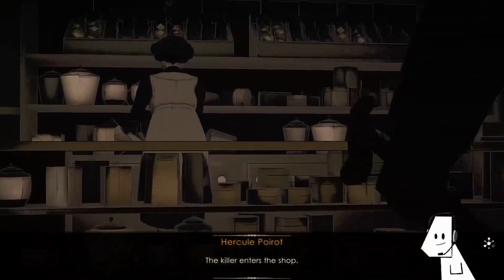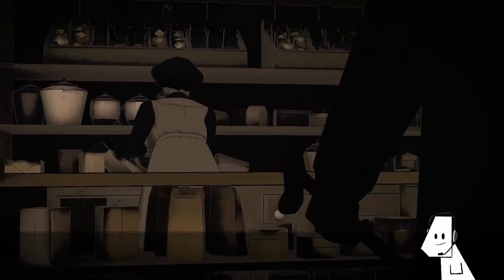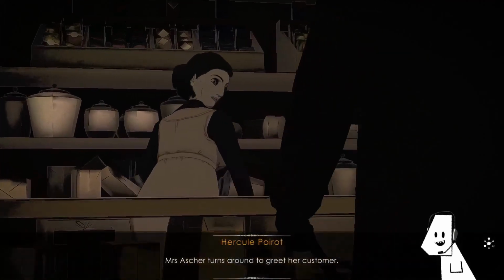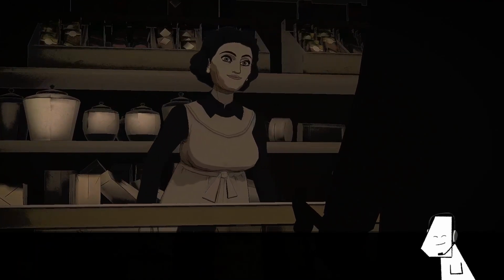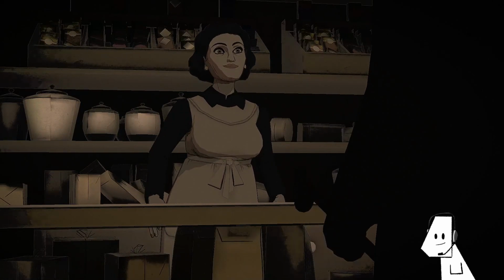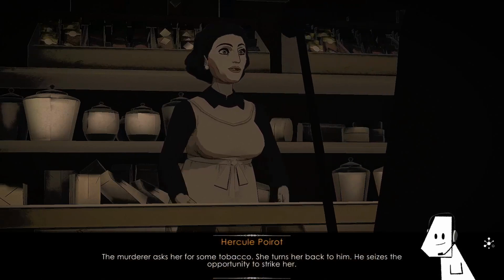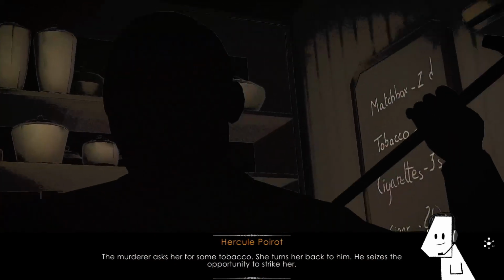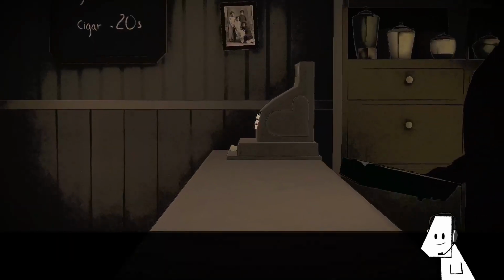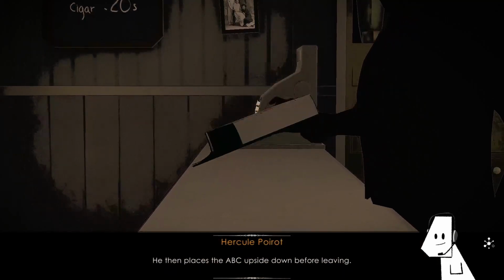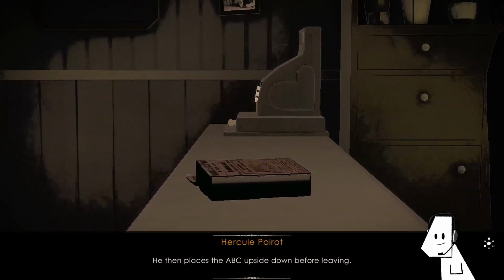The killer enters the shop. He advances. I thought it was a hammer, but it's just a cane. Mrs. Asher turns around to greet a customer. Then he asks for some cigarettes. The murderer asks her for some tobacco. She turns her back to him. He seizes the opportunity to strike her. Turn it over. He then places the ABC upside down before leaving.